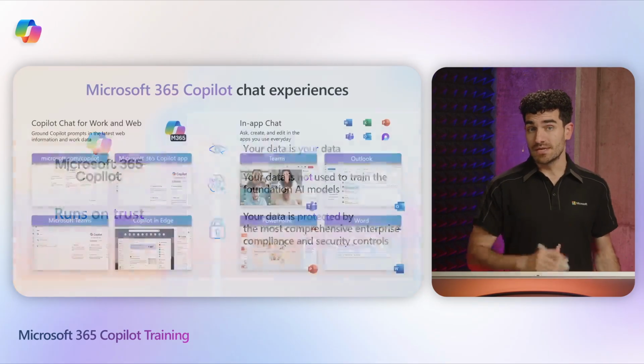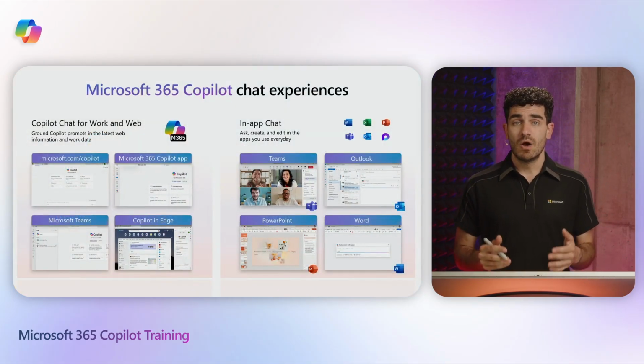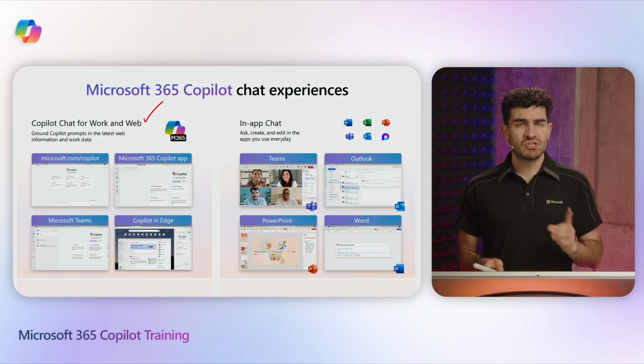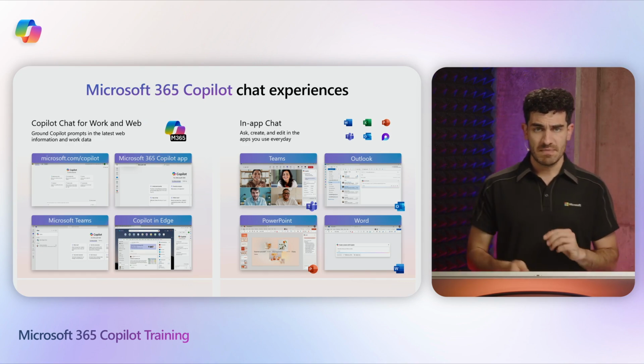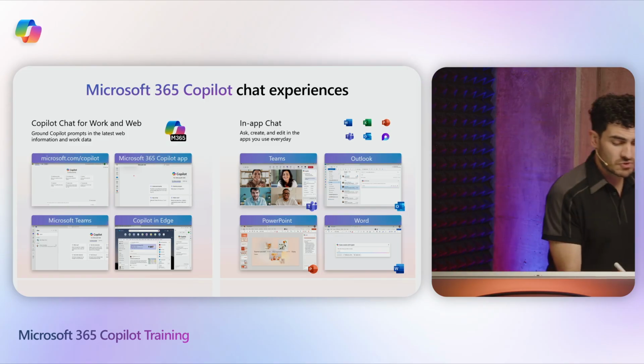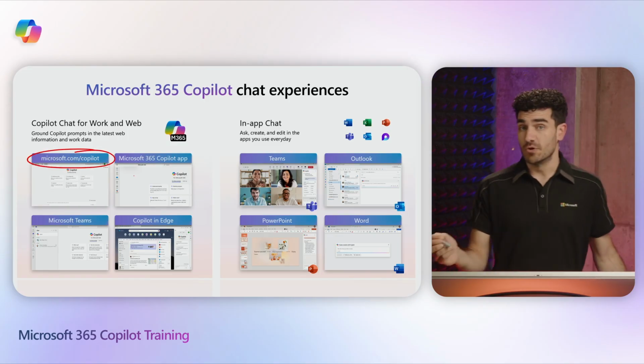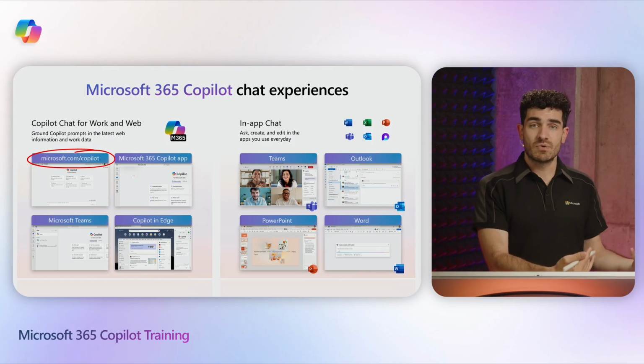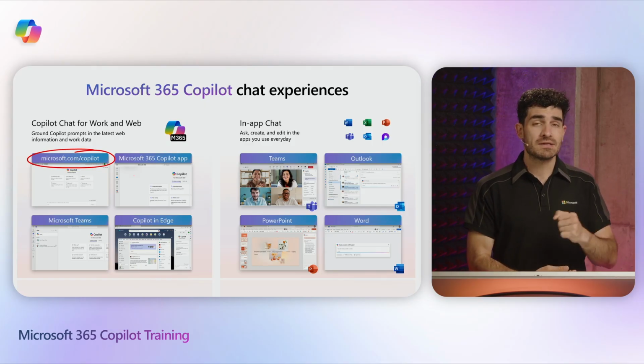There are several ways to interact with Copilot. One way is through Copilot Chat for the work and web, which can be accessed in a few different places. To talk to Copilot, you can go to microsoft.com/copilot. This will take you to the web-based interface where you can ask Copilot questions about your organization and more.